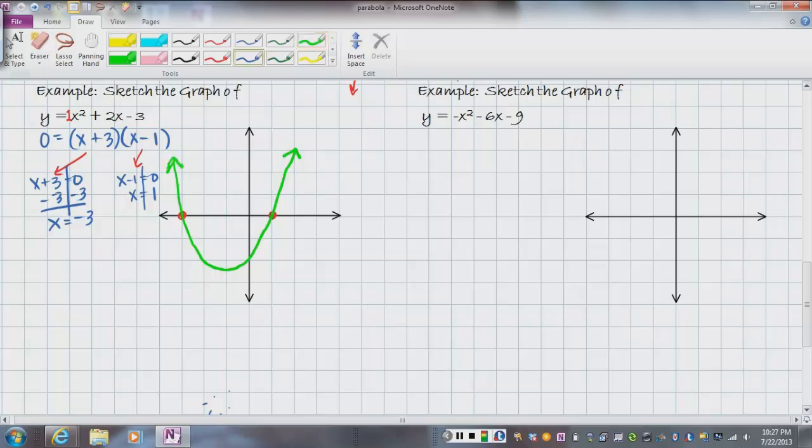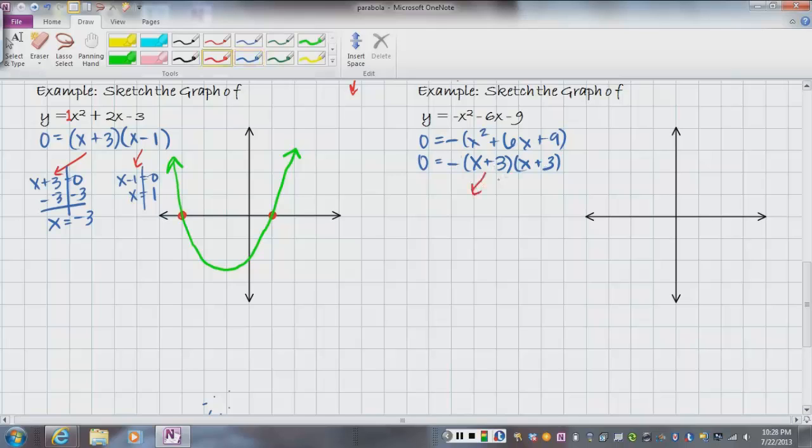Let's do another example. Again, we're setting y equal to 0 because we want to know where our x-intercepts are, or where our roots are going to be. So we're saying when y is 0, what's x? Well, I'm going to start by factoring out this negative sign. And I have 0 equals negative. Let's factor this. This is going to be (x + 3)(x + 3). You'll notice that these are the same.